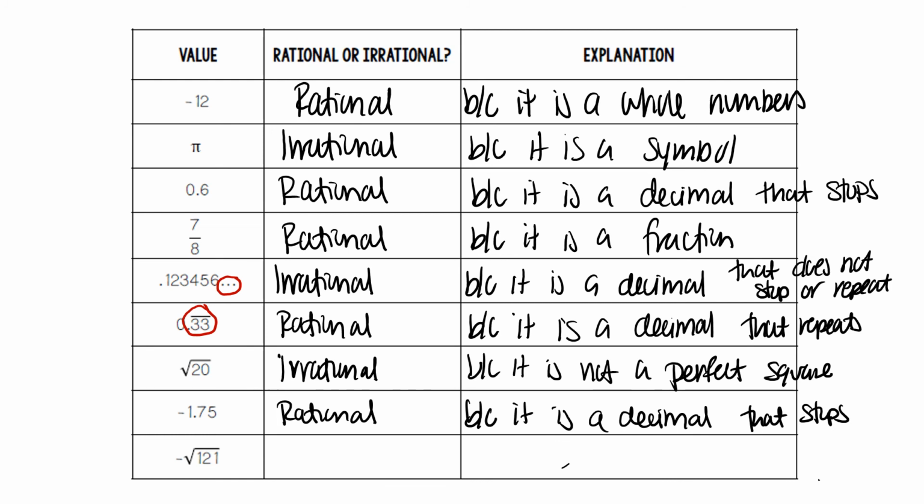The last example is the negative square root of 121. It is rational because it is a perfect square. We can solve the square root of 121, which would give us 11.